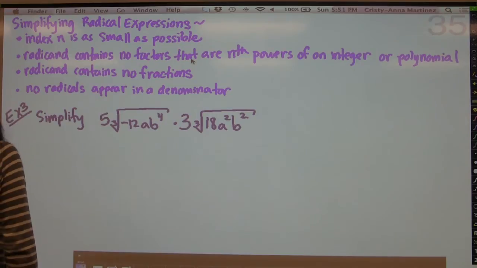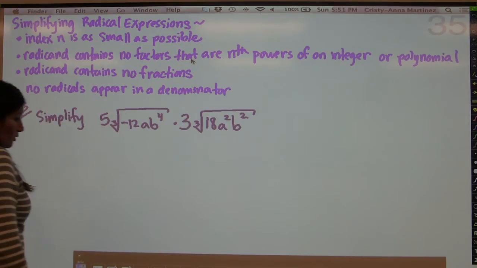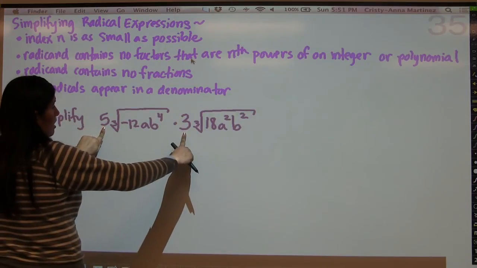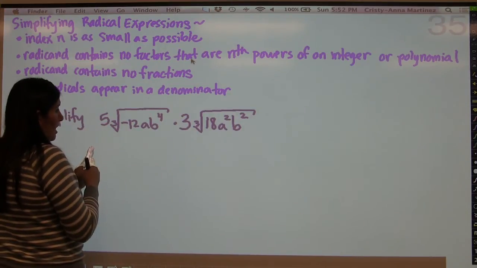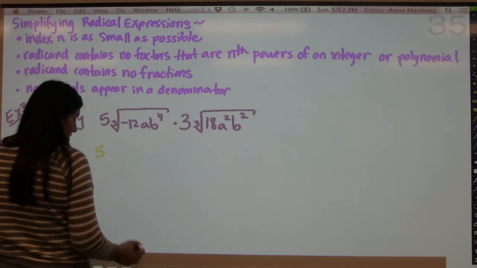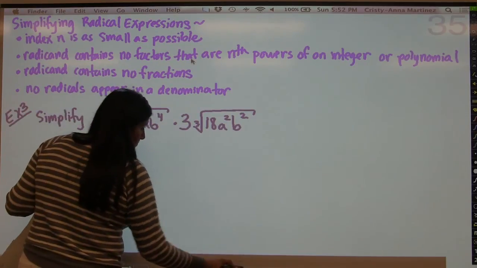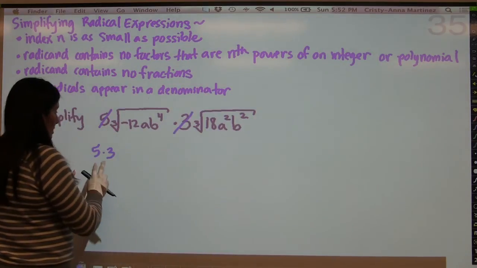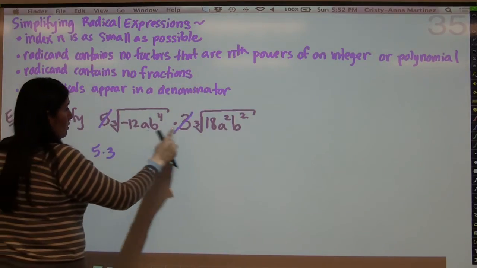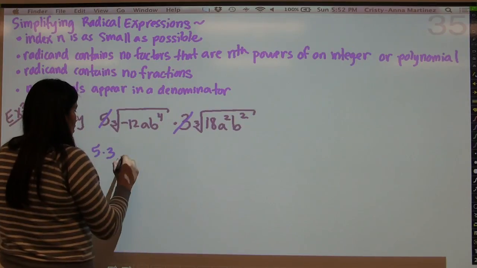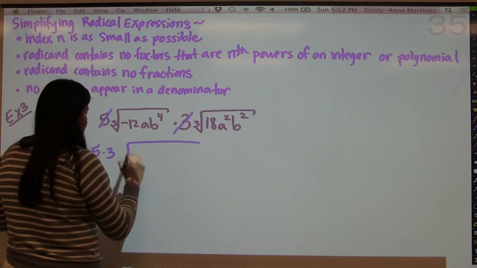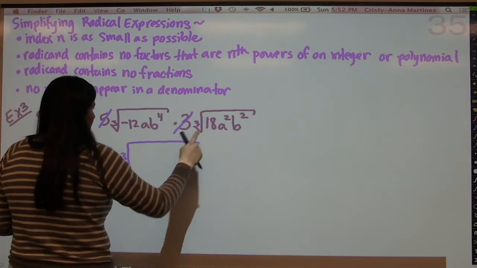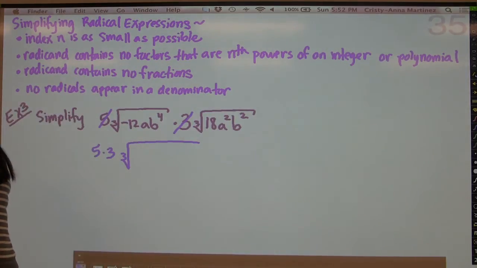So in this case we're going to use multiplication, and so the first thing we should be mindful of is that when you have coefficients like this in front, those can be pulled together. You can actually just take 5 times 3, so I'm taking those two right away and just putting them in the front. And since they both have index of 3, we can combine them into the same radical and take 18 times negative 12.